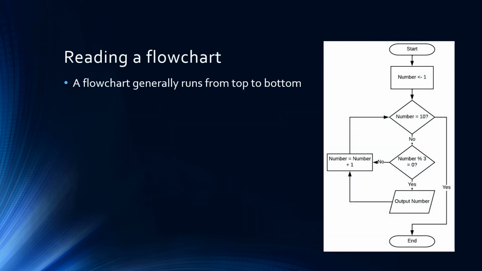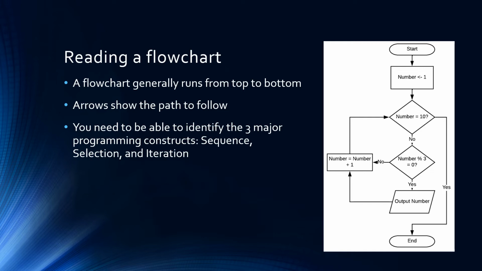Flowcharts are generally drawn to run down the page from start to end. Arrows show you the direction of the path to follow. With sequence, they'll just go straight down the page. With selection, you might find there's more than one path to take, and with iteration, there'll be a loop created to go back to an earlier part of the algorithm.